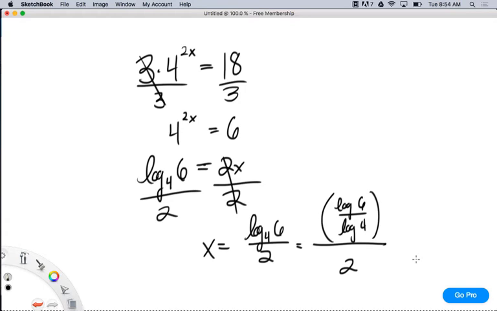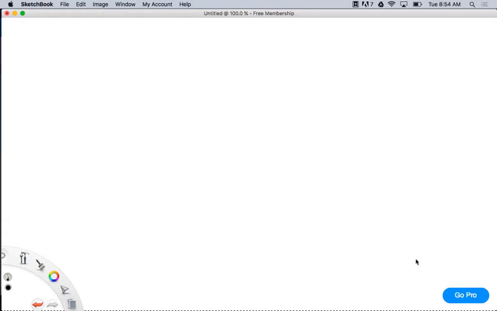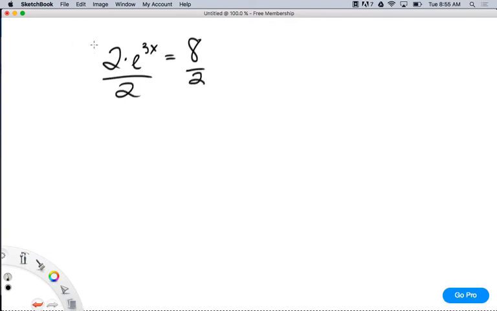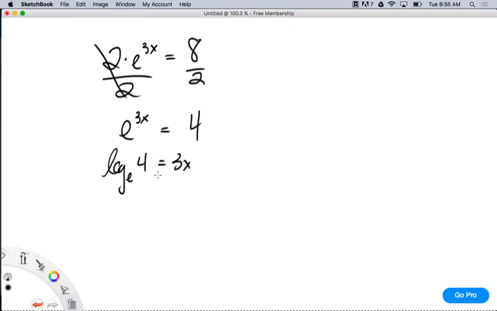All right, so we good on solving exponentials. Next bit. What about this? E to the 3x equals 8. That's right. Okay, what do I do? I divide by 2. I get e to the 3x equals 4. Now, I write in logarithmic form, this would be log base e of 4 equals 3x. But wait a second, isn't there a special name for log base e? ln. So this is just ln of 4 equals 3x.